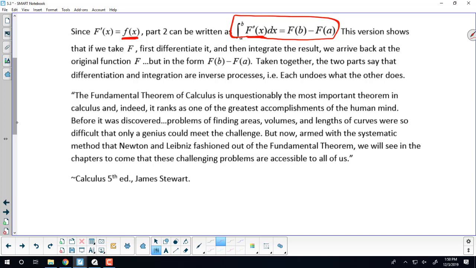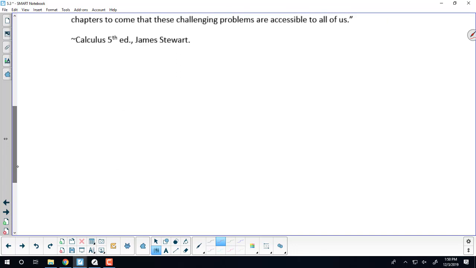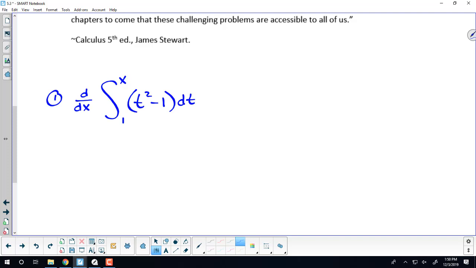Okay, so I do want to go back to putting both of those together and seeing that they are actually the same thing. Let's look at the derivative with respect to x of the integral from 1 to x of t squared minus 1 dt. We evaluated something like that using the first part of the fundamental theorem, and it might have been a while, but does anybody know what this would turn out to be?